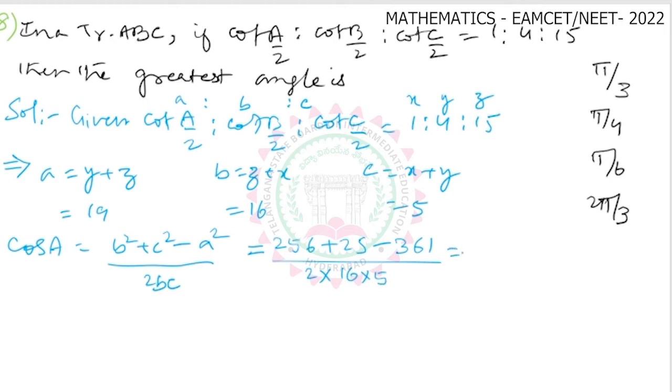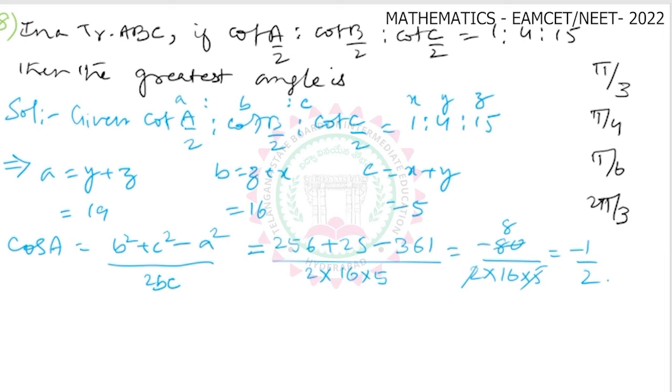Right? Therefore, 256 plus 25 minus 361 is equal to how much? That is minus 80, divided by 2 into 16 into 5. 5 ones are 5, 5 2s are 10, and 10 8s are 80. So this is nothing but minus 1 by 2.